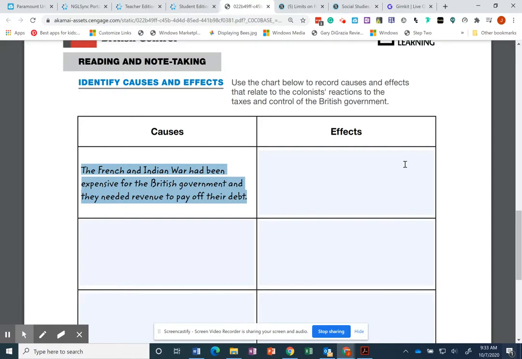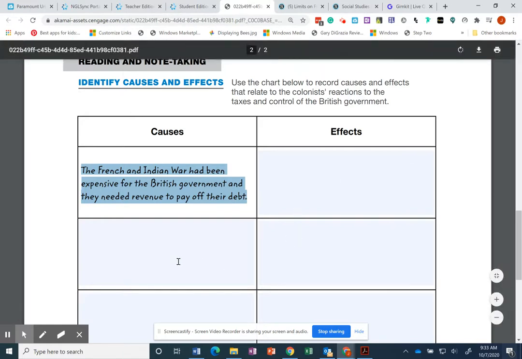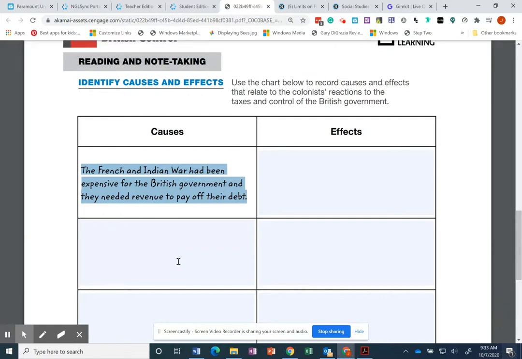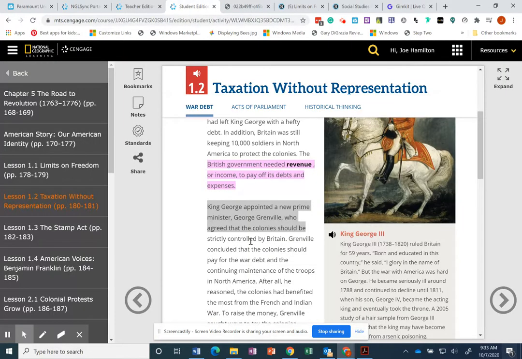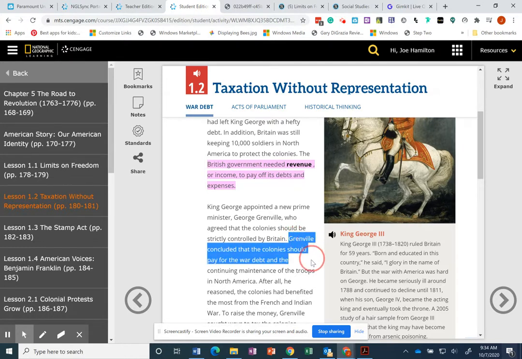Okay, and then you're going to look for the next cause. And as you look for the next cause, it should involve something about Grenville. Because all it says here in the book is that King George appointed a prime minister, a ruler, almost like a governor. I won't say a president because some countries do have prime ministers, but he appointed someone to manage all of the colonies. So yeah, this is like a president of the colonies. Okay, then you want to look at what Grenville did.